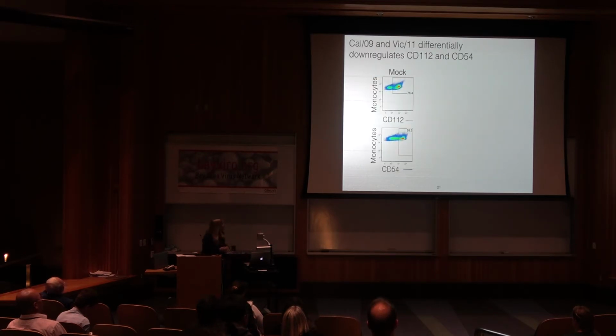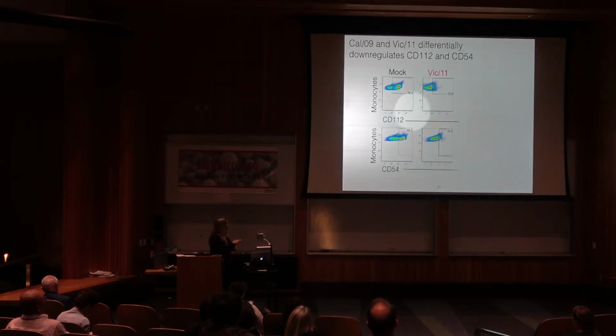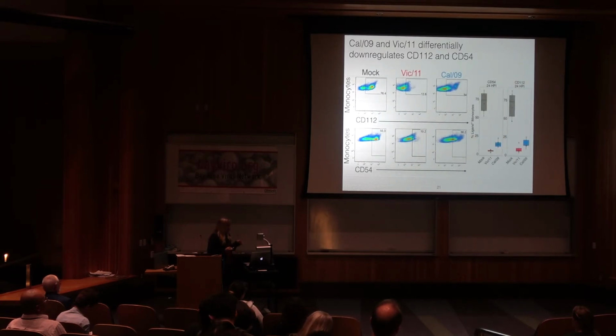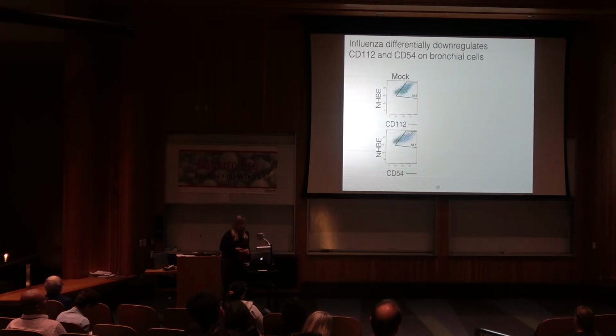We next analyzed how influenza modulates these ligands by conventional flow cytometry. We first assessed 112 and 54 expression on treated monocytes, and here we can see these bimodal populations. When we infected with Victoria 11, we saw a marked downregulation of both ligands. And to our surprise, infection with Cal9 also led to a downregulation of both ligands, although not nearly to the same extent. This pattern was recapitulated on cells from 6 donors, and importantly, this observation was preserved after controlling for the slight differences in infection levels.